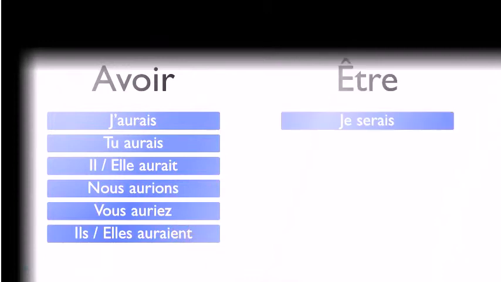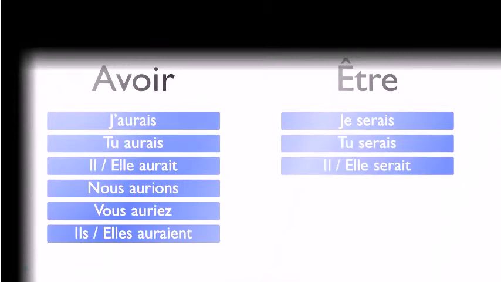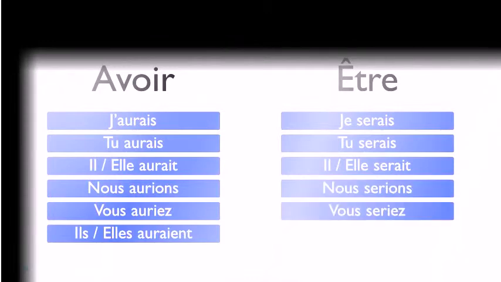And then être: je serais, tu serais, il serait, elle serait, nous serions, vous seriez, ils seraient, elles seraient. Okay, so we'll see that one more time. Je serais, same thing here, final S not pronounced. Tu serais, final S not pronounced. Il serait, final T not pronounced. Elle serait. Nous serions, final S not pronounced.